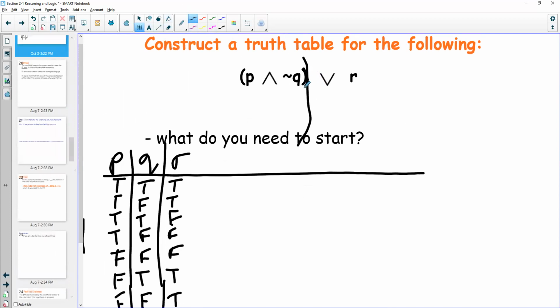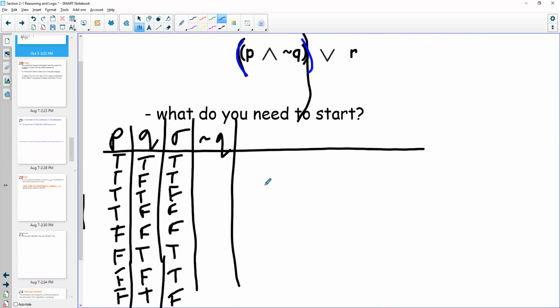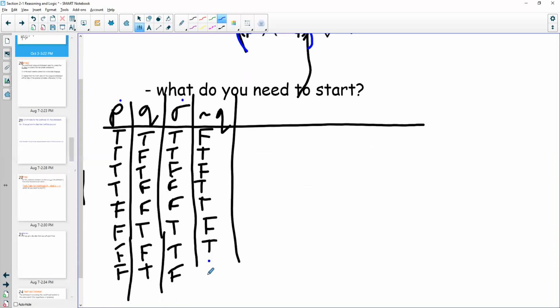So we are going to do what's in this parentheses first. We'll deal with that. So I need a not Q either way, because that's what I'm missing. So let's do not Q. Let's not pay any attention to R or P for a minute. So I got false, true, false, true, true, false, true. I ran out of screen.